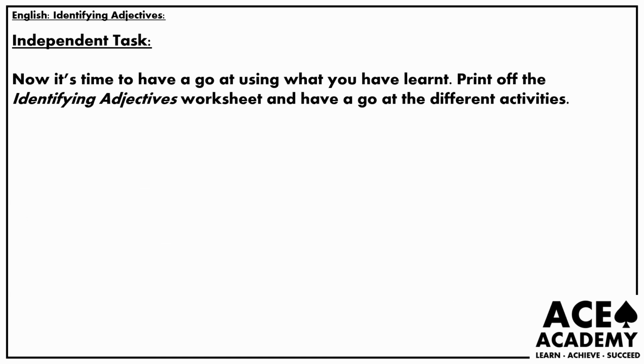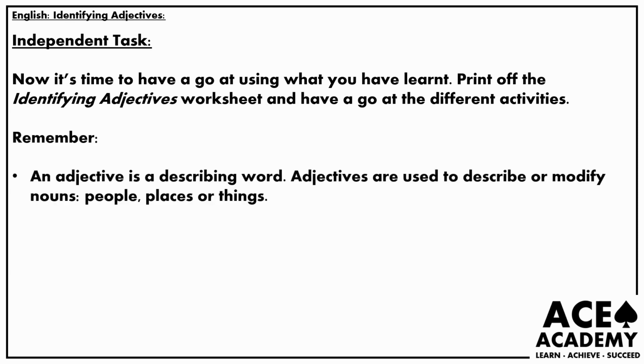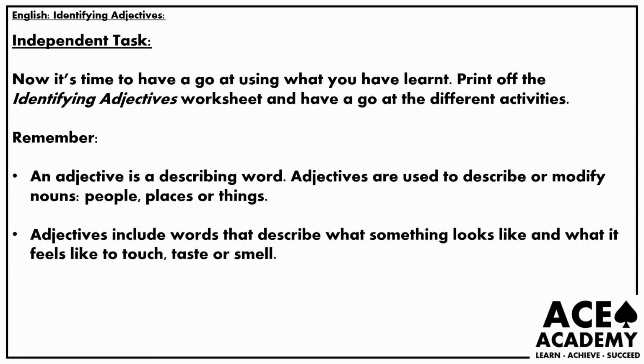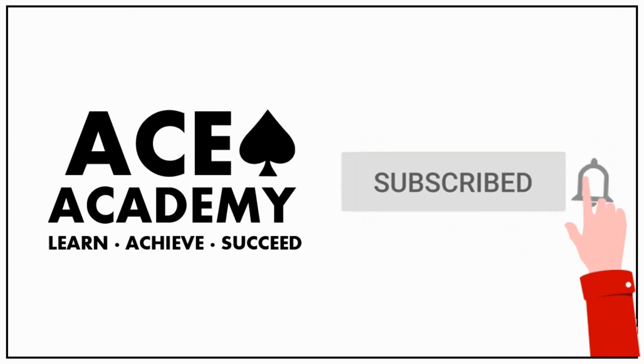Now it's time to have a go at using what you've learnt. Print off the Identifying Adjectives worksheet and have a go at all of the different activities. Remember, an adjective is a describing word. Adjectives are used to describe or modify nouns, that is, people, places, or things. Adjectives include words that describe what something looks like and what it feels like to touch, taste, or smell.